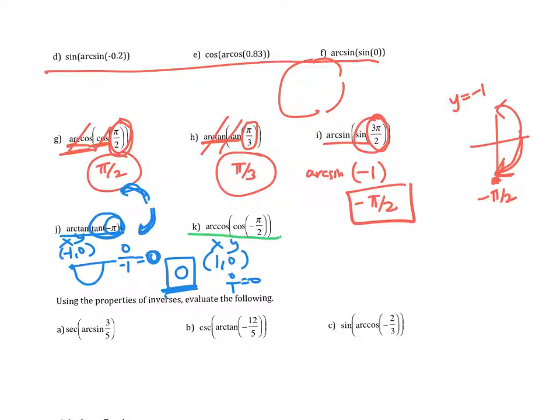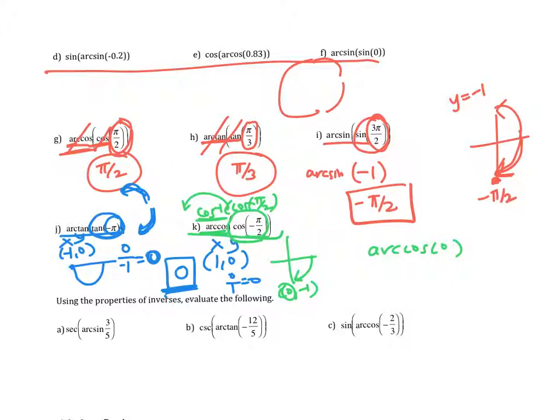Looking at K here, we see that we have arc cosine of negative pi over 2 going on. Negative pi over 2 is not within the arc cosine restriction of 0 to pi, right? Remember that this could also be written as inverse cosine, because inverse cosine and arc cosine are two different ways of writing the same thing. So that means we have to figure out what cosine of negative pi over 2 is. Well, cosine of negative pi over 2, that's at 0, negative 1, is 0. So you're thinking arc cosine of 0.